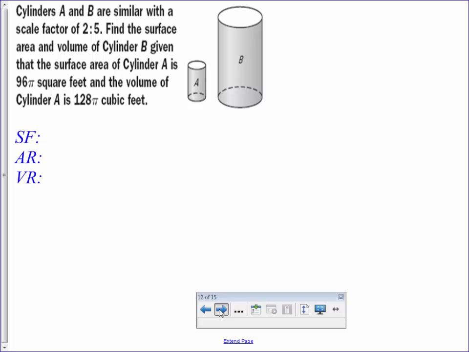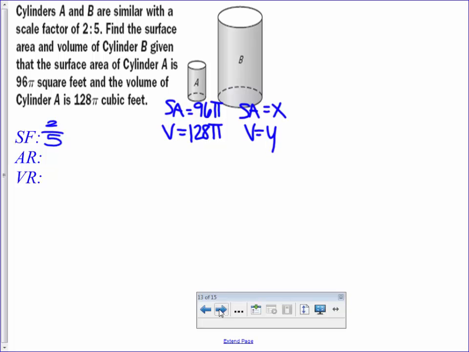It says that the scale factor is 2 to 5. So they give us the scale factor from cylinder A to B is 2 to 5. They also give us that cylinder A's surface area equals 96 pi, and the volume equals 128 pi. They want us to find the surface area of B and the volume of B. Well, we have to figure out our area and volume ratios first. So let's go ahead and do that. When you square it, you should get 4 to 25. And when you cube it, you should get 8 to 125.